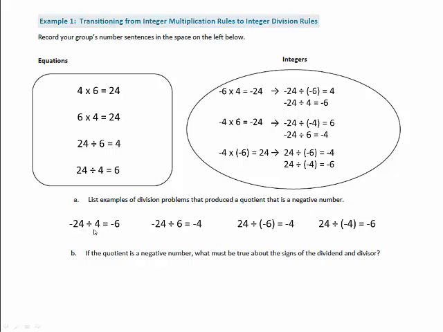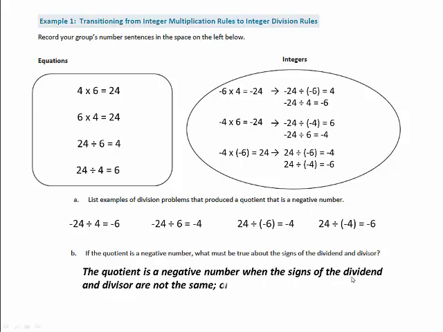If I look at all of my dividend divisors and I look at their signs, I have negative and positive, negative and positive, positive and negative, positive and negative. So it looks like the two signs have to be opposite of each other. One of them needs to be positive and one of them needs to be negative. So the quotient is a negative number when the signs of the dividend and the divisor are not the same. They're opposites. One is positive and one is negative.